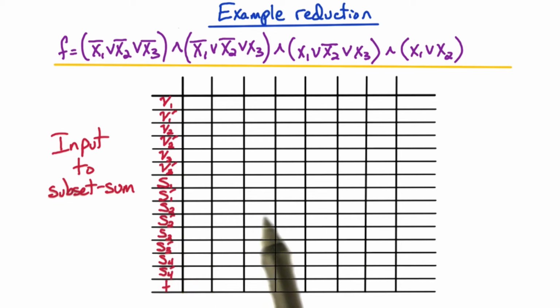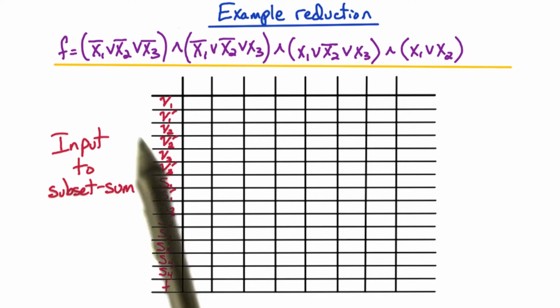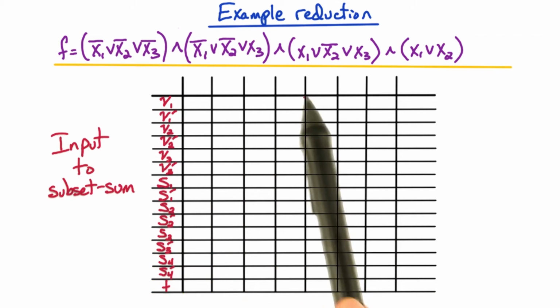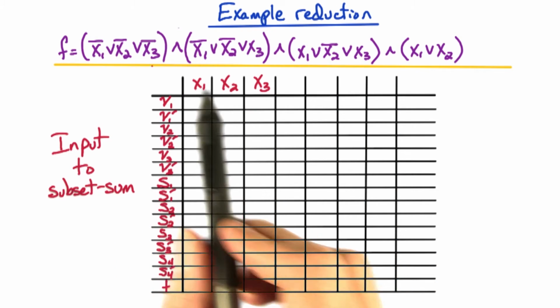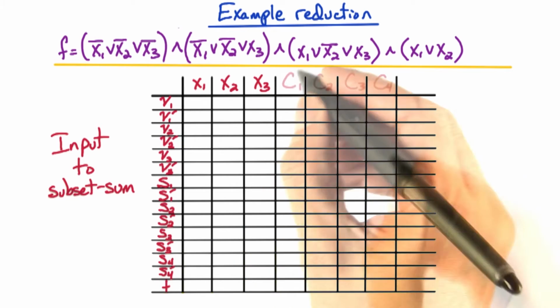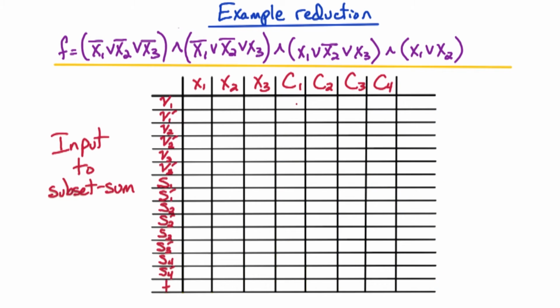These numbers are going to be 7 digits long. The digits correspond to the variables, 3 variables, and clauses, 4 clauses. The first 3 digits correspond to the 3 variables, x1, x2, x3. The next 4 digits correspond to the 4 clauses.